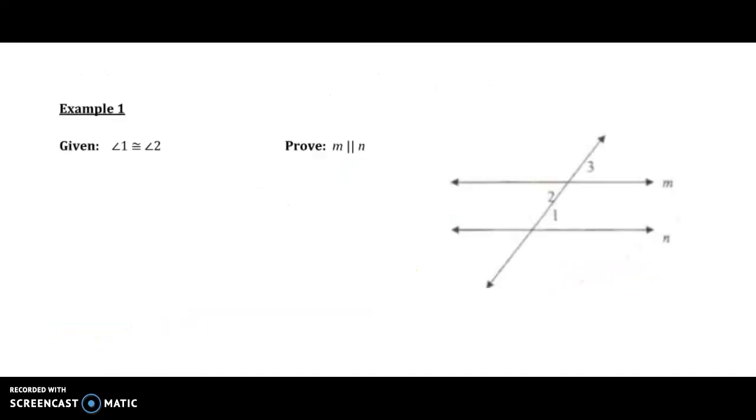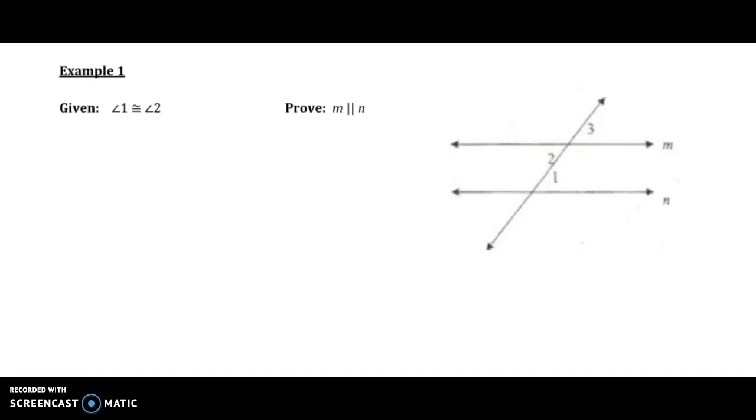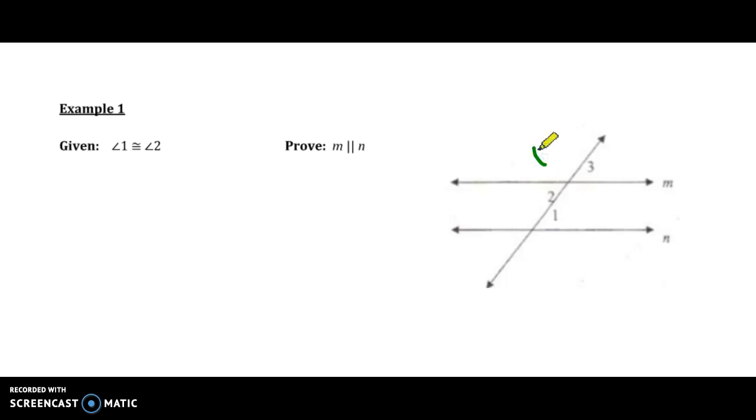So let's see some examples. All right, so for example 1, I'm going to show you 2 ways of doing this proof. One is really short, and the other is a little bit longer. So depending on what you remember, what you notice, that is the method that you'll use. So again, we're being given that angle 2 and angle 1 are congruent. We want to prove that line M is parallel to line N.